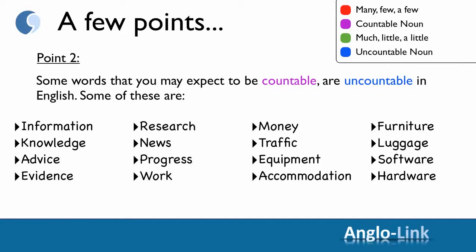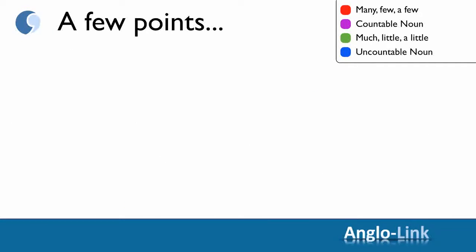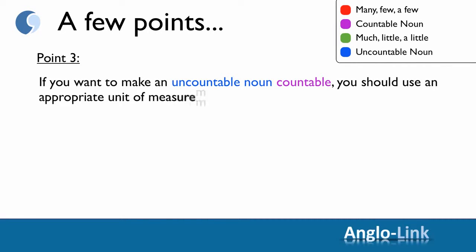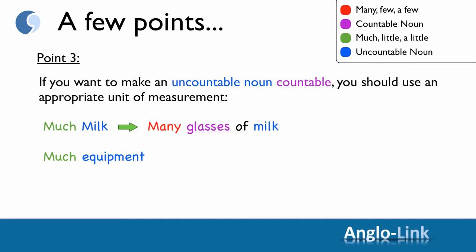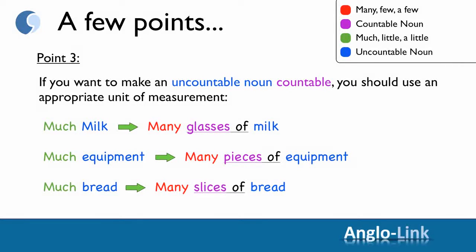English they are uncountable nouns and combine with much, little, and a little. So the final point, if you want to make an uncountable noun countable, you should use an appropriate unit of measurement. For example, much milk or many glasses of milk. Much equipment or many pieces of equipment. Much bread, many slices of bread.